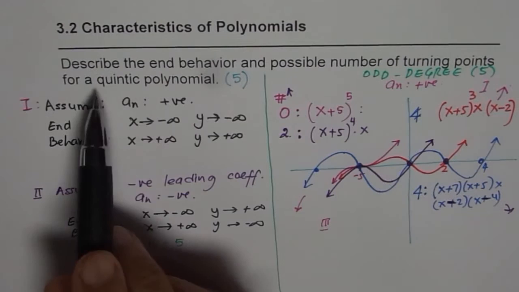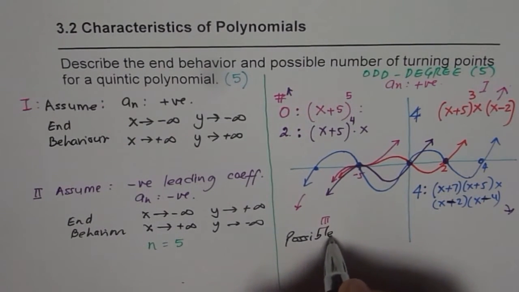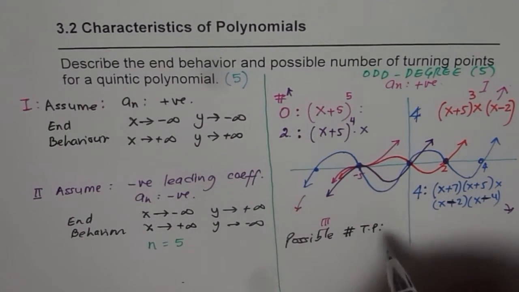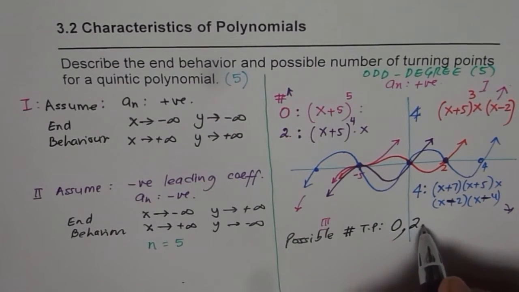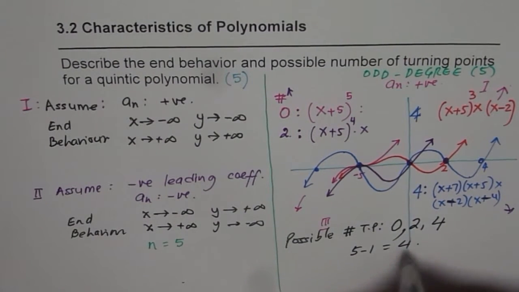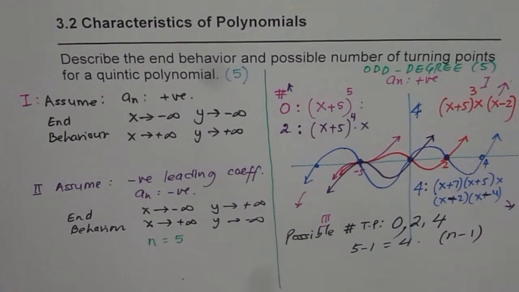So for a quintic, which is degree 5, possible number of turning points are what? So what we discovered is it is always even, starting with 0, depending on the equation, 0, 2 or 4, right? What is 4? 4 is 5 minus 1, okay? N minus 1, general form, correct? So that is how you can explain end behavior and possible number of turning points for a quintic polynomial in this case. But I think that helps you to explain for any polynomial in general.